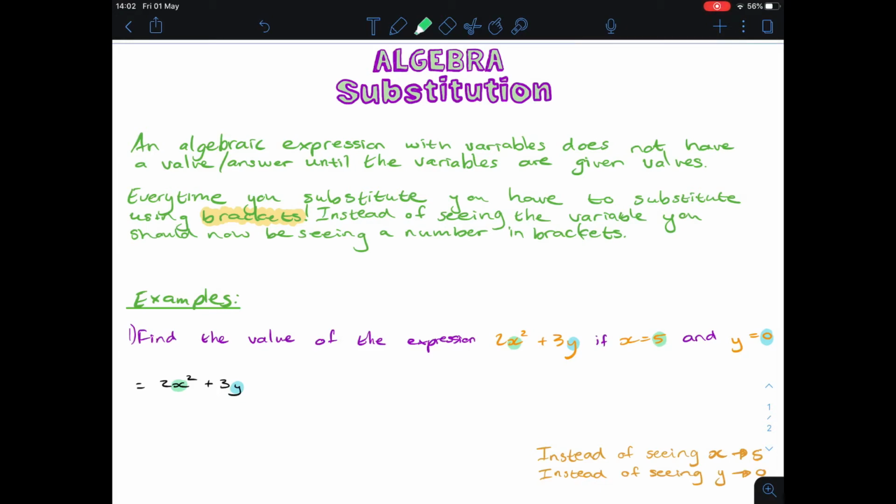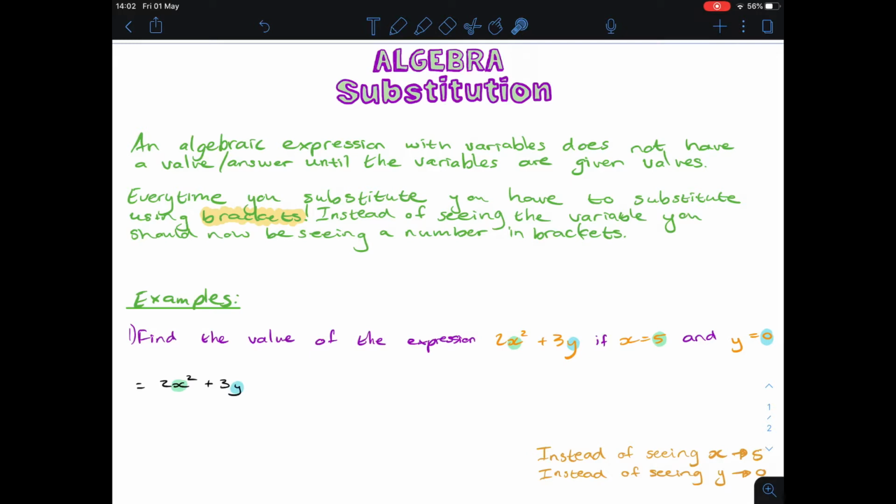Now in the first term we have actually looked at substitution, so this isn't brand new work, so don't worry about it too much. An algebraic expression with variables does not have a value or answer until the variables are given values. So this is what we're doing. We are going to give you values and you will be able to work out a proper answer.